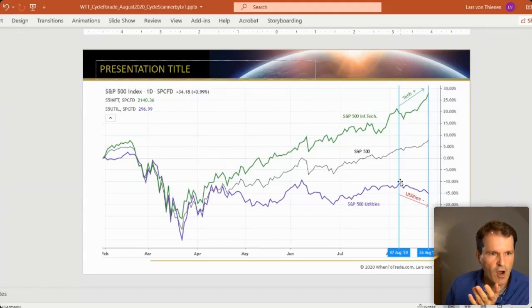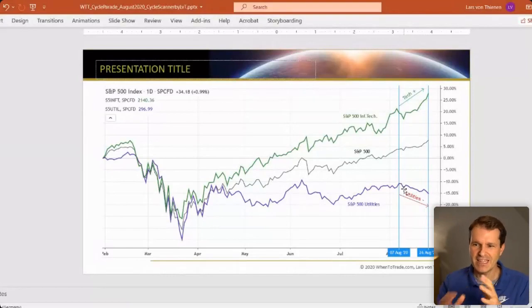Utilities, you see here, already turned down. They even did not follow the upturn in total here. Then on the 7th of August, they started to go lower, while the technologies still continued to push up. And in the S&P 500, where you have all this mixed information, you won't see the turn. But this is another confidence that you see, okay, we have the S&P 170-something days, and we have the cycles parade where all cycles have aligned themselves.